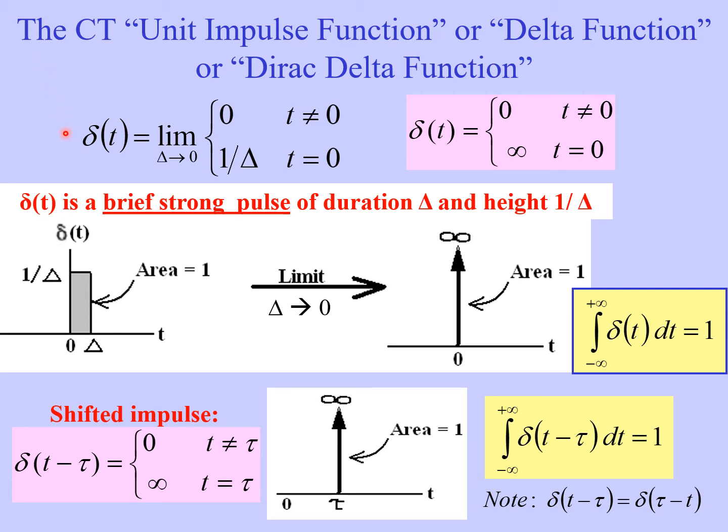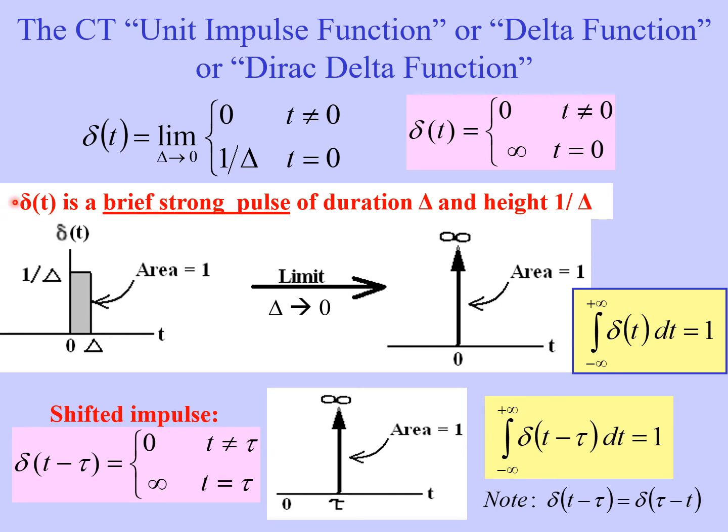One way to express it mathematically is that the delta function, delta of t, is the limit as delta, this is an uppercase delta, goes to 0. For when t is not equal to 0, the delta function has a value of 0. And when t is equal to 0, the delta function has a limit of 1 over delta. So you can kind of think of this thing as 0 everywhere, except when t is equal to 0, it actually has an infinite value. So how do we describe or deal with something like this?